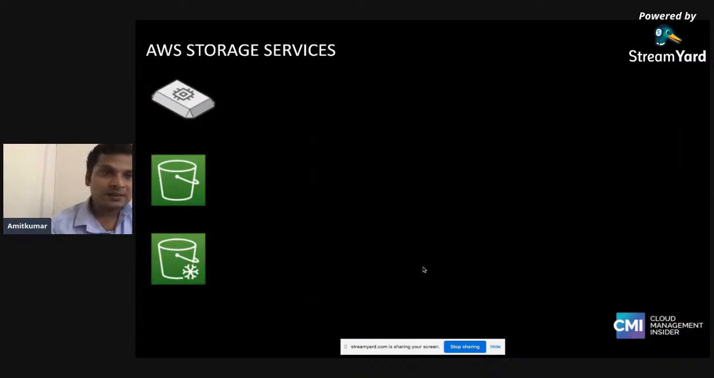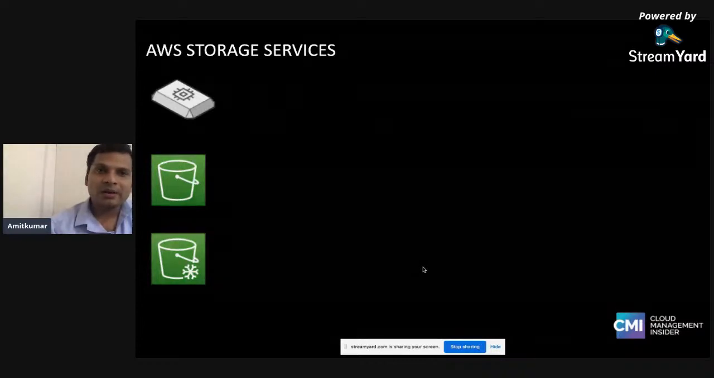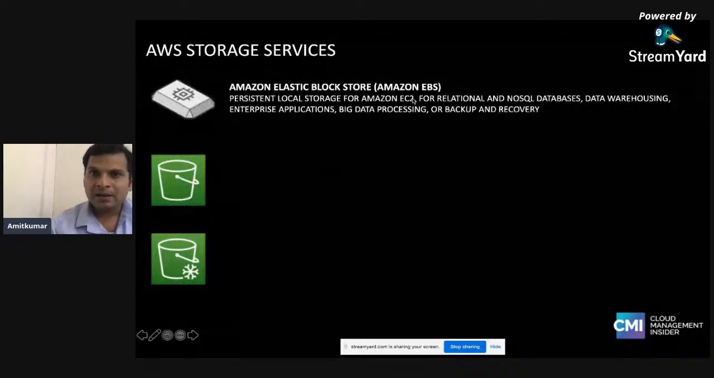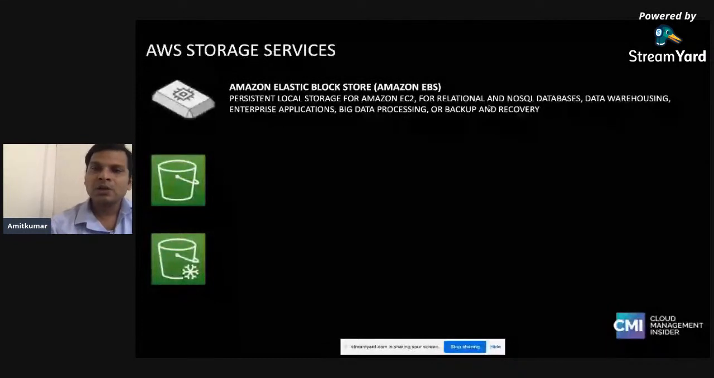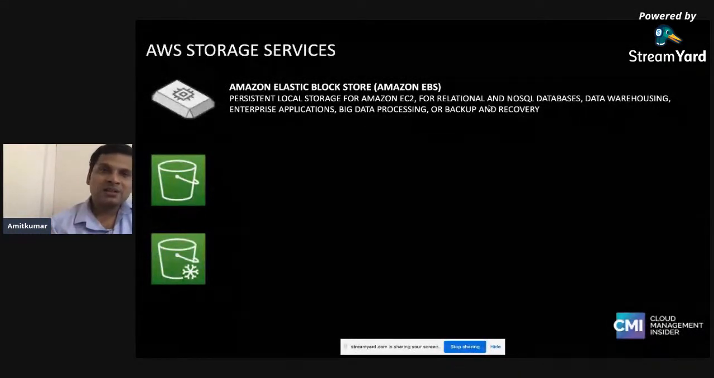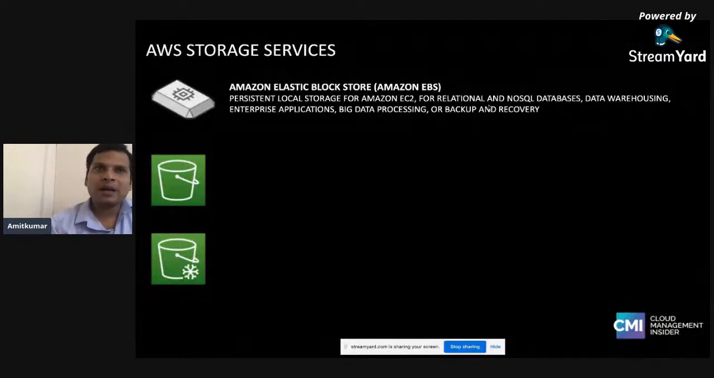What are the storage devices? Disk storage. For every server, you need a disk attached to it so that you can install your operating system first of all, and then you can go ahead and install your application. You can store your application related data. So what is the disk storage called in AWS? It's called Elastic Block Storage, EBS. It's a persistent local storage, and it is used for your relational or NoSQL databases. You can run your data warehousing, you can install your application, make it a web server, app server, or DB server, whatever you want. You just have to attach this disk and install. It's pretty much like your laptop. Your laptop has a disk attached to it.